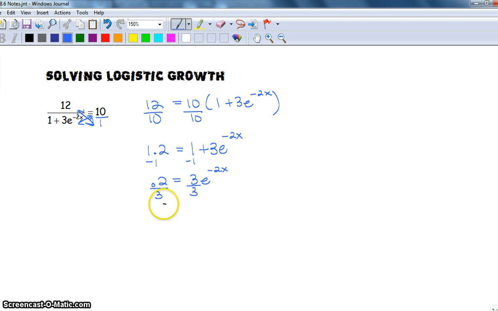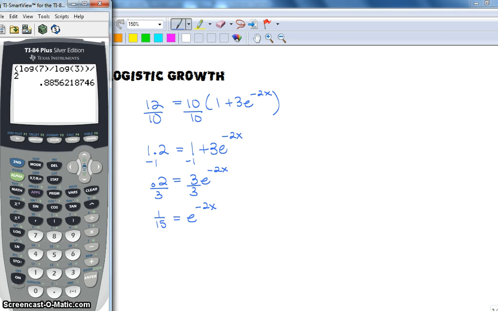And 0.2 divided by 3, now we come into that problem. When you divide that, you don't get an exact decimal like 0.2. So this as a fraction becomes 1/15 equals e to the negative 2x. If you're wondering where that came from, if you take 0.2 divided by 3, not an exact decimal. I can't write that like the 0.2. So I want to leave that as a fraction, so I do math 1, frac enter, and I get 1/15.